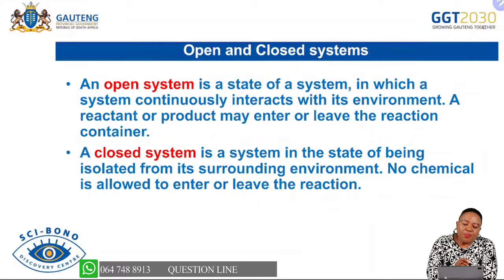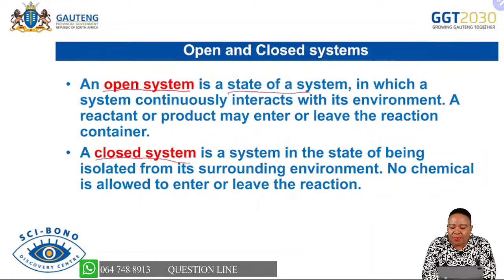We are looking at the open and the closed system. We need to know how to define an open system, and also how to define a closed system. According to our exam guideline, an open system is a state of a system in which a system continuously interacts with its environment. A reactant or product may enter or leave the reaction.